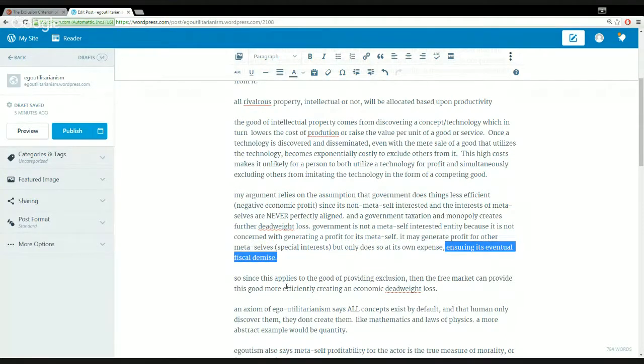And this is what I contend is beneficial to at least the free market Metaself, right? So since this applies to the good of providing exclusion, then the free market can provide this good more efficiently, creating an economic deadweight loss. And this comes from, again, perfectly aligned Metaself interests.